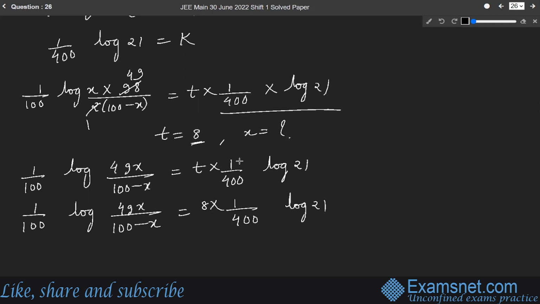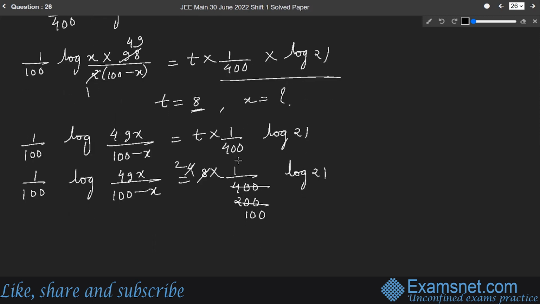Okay. This 8 and 400 will also be cancelled. 2 4s are 8 and 2 into 200 is 400. 2 2s are 4 and 2 into again 100 is 200. Okay. So we have 2 by 100 log of 21. This 100 and this 100 will also be cancelled. So the remaining terms are log 49x divided by 100 minus x is equal to 2 log 21.